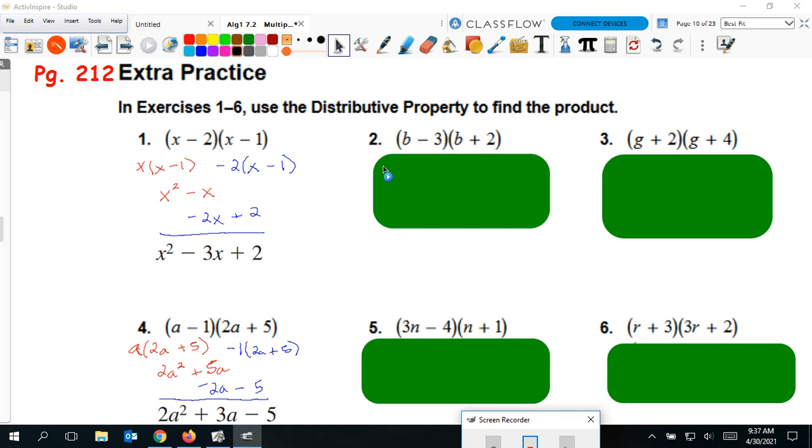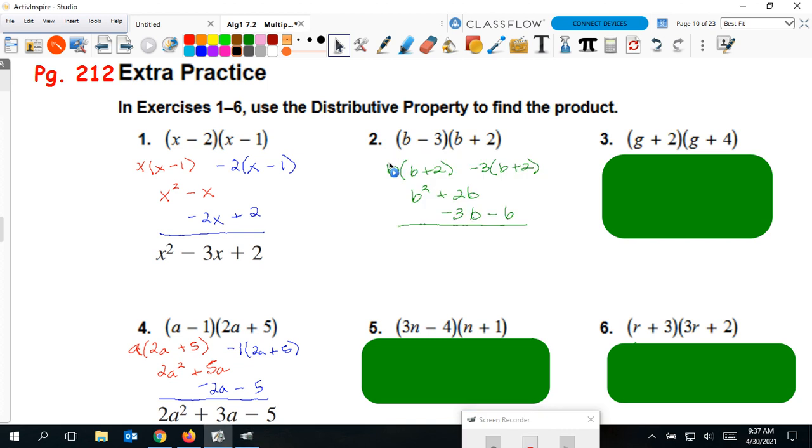So for the ones that are with the b variable, this is what you should have done to multiply them out. And then you should have ended up with b squared coming down. You're going to combine here to a negative b, and then the negative 6 comes down. So there's our answer there, b squared minus b minus 6 for number 2.